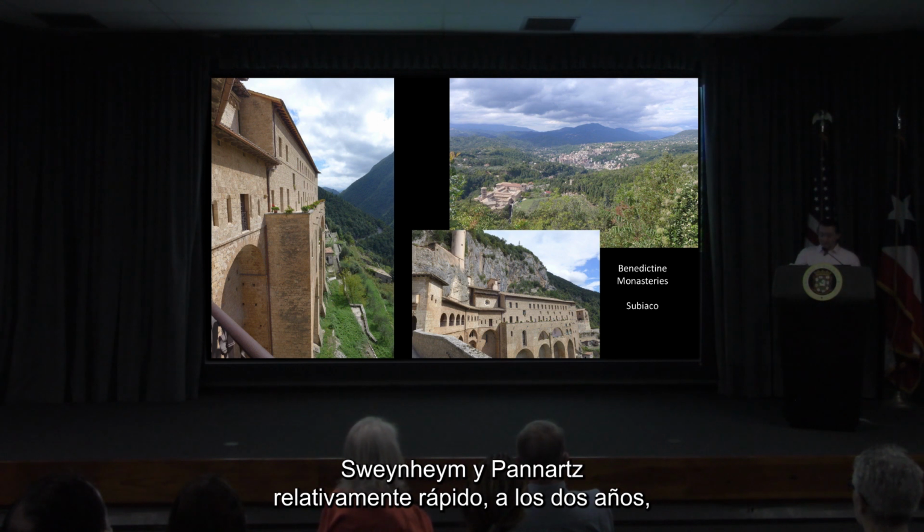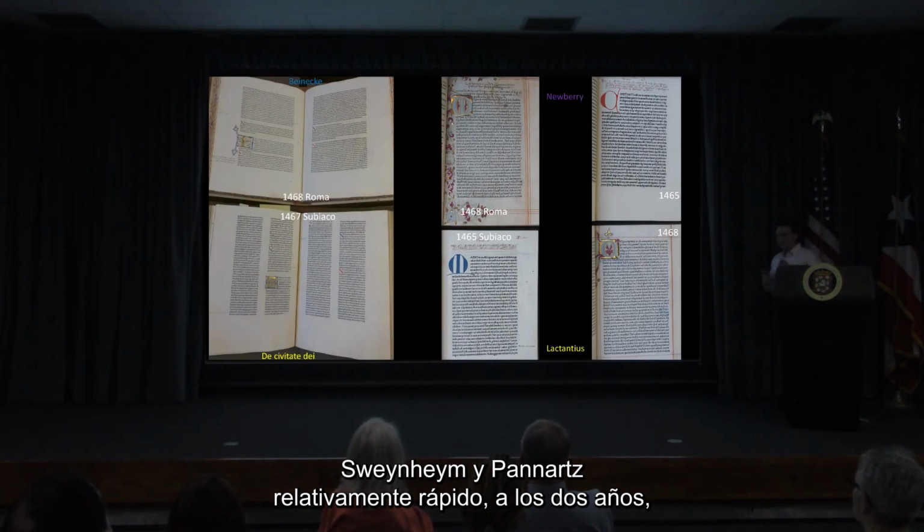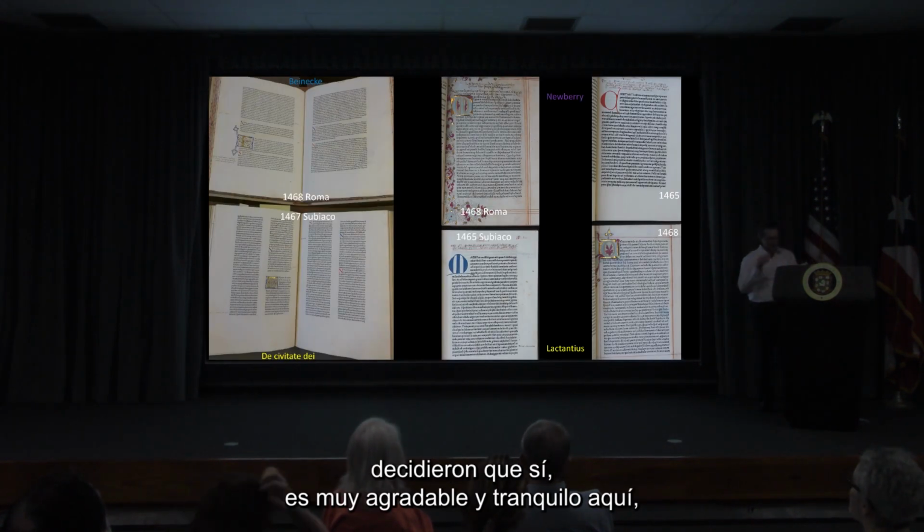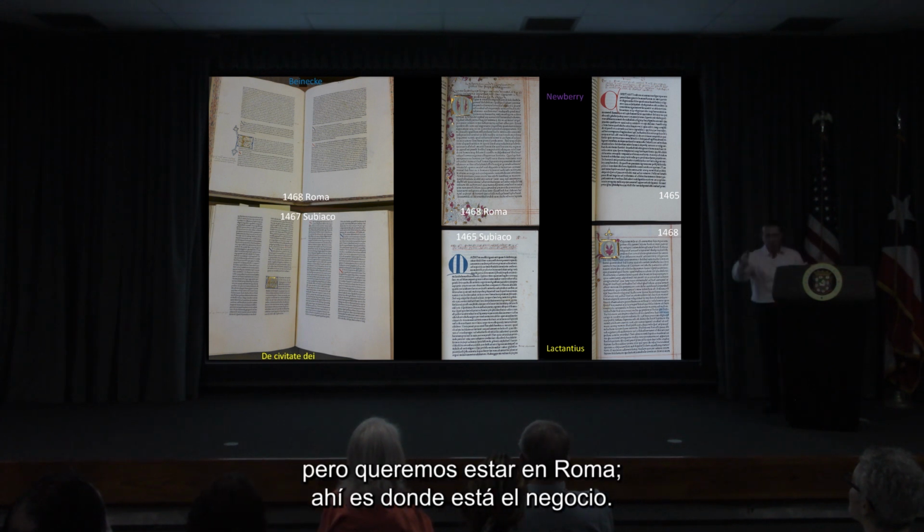Sweynheym and Pannartz relatively quickly, in 2 years, decided, yeah, it's nice and quiet here, but we want to be in Rome. That's where the business is.